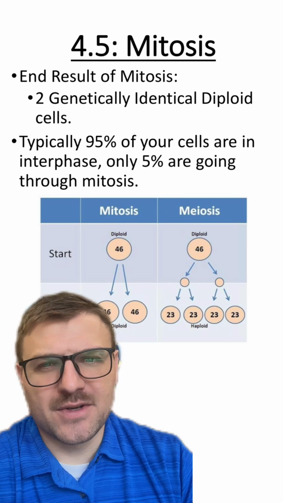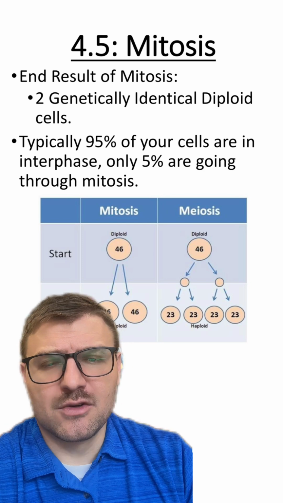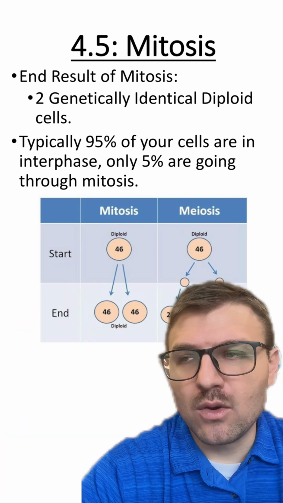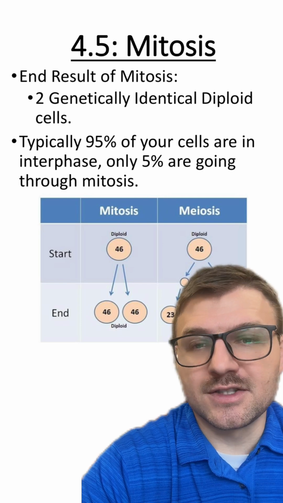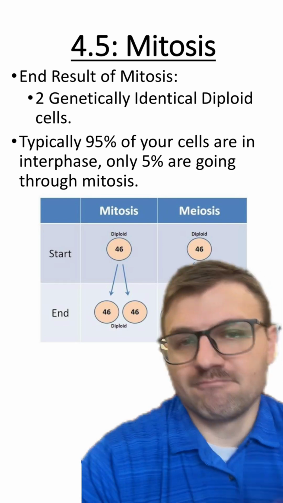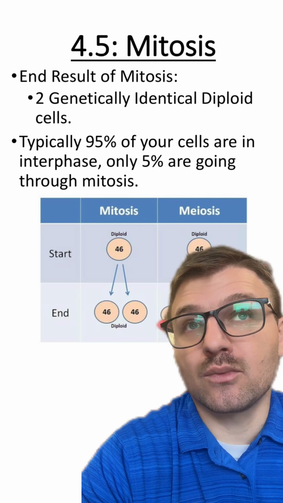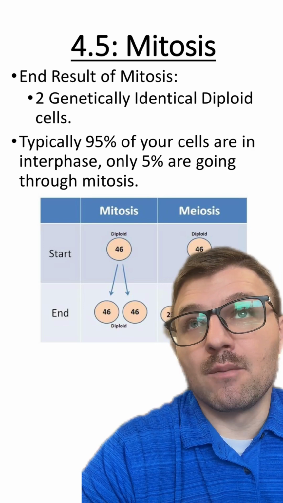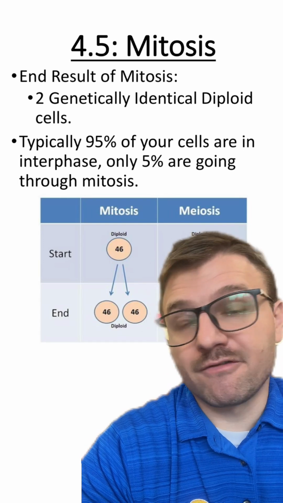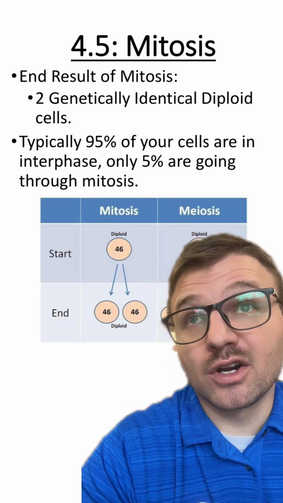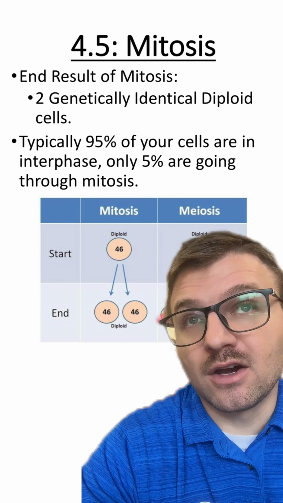Typically, about 95% of your cells are in interphase right now, and only about 5% are going through mitosis. The reason why only 5% are going through mitosis is we don't want to continuously grow every single cell or every single organ or tissue. That could lead to cancer, which is uncontrolled cell growth. So we try to regulate within our bodies how much our cells go through mitosis. So in total, only about 5% of your cells right now are going through mitosis, since we don't want a lot of your cells to be dividing all at once.